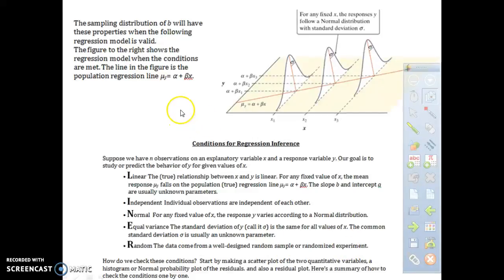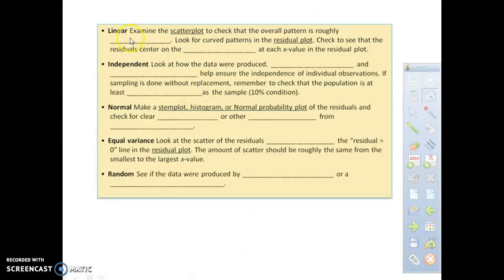So how do we check these conditions? Well, linear, we're going to examine the scatter plot to check that the overall pattern is roughly linear or of a linear form. You're going to look for curve patterns in the residual plot. So these are the two graphs we're going to do to ensure linear. You also have to do a residual plot for a couple of the others too. So you're going to have to do it either way. So check to see that the residuals center on the residual equals 0. It's kind of like y is equal to 0, the horizontal line.